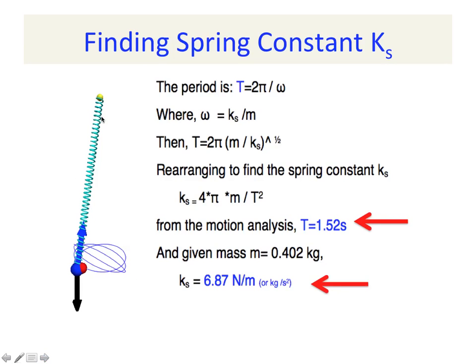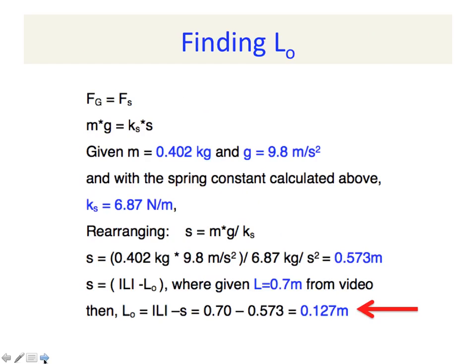To find the spring constant, from our motion analysis, we were given the period, 1.52 seconds. We plug it into this, we do some rearranging, and we come up with a spring constant, Ks, of 6.87 newtons per meter, or kilograms per second squared.